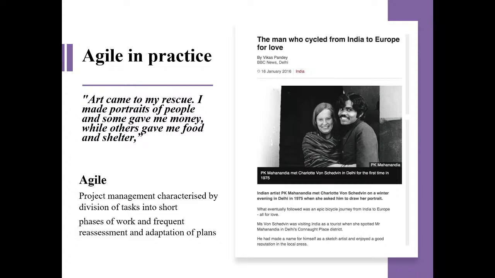And he ended up getting the girl. The picture on this slide is them old, married, and the story was on BBC.